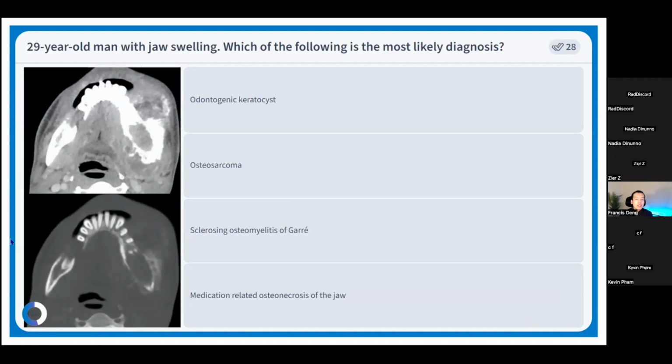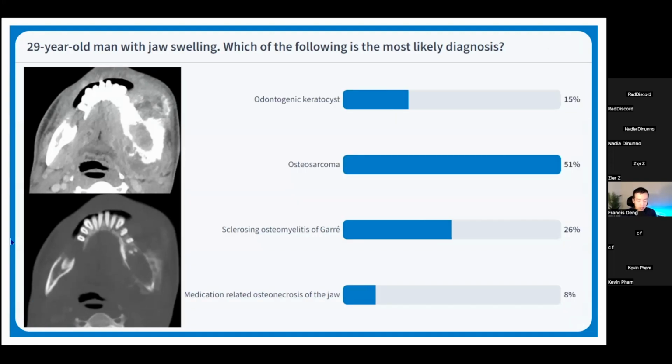And that's CT with contrast. We are more than two-thirds of the way done. The correct answer is osteosarcoma, which the slight majority of you answered.